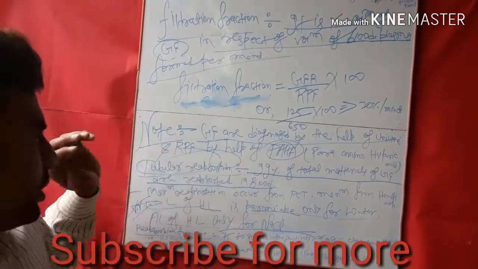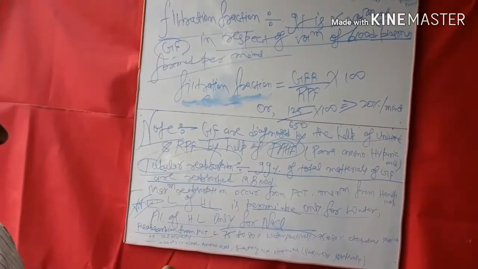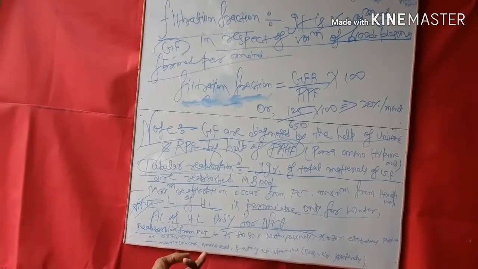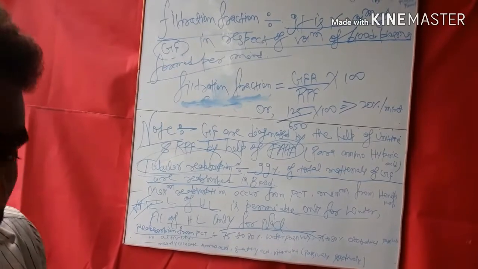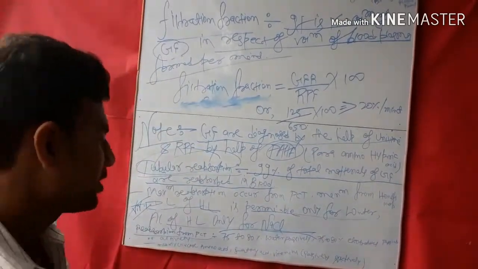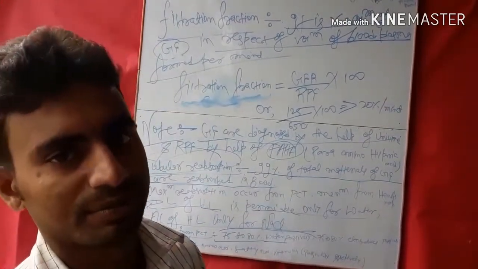Reabsorption from the proximal convoluted tubule. From the proximal convoluted tubule, reabsorption happens: 75 to 80% of water, passively.